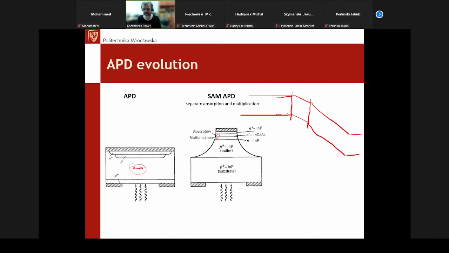This one is made of the semiconductor indium gallium arsenide. So absorption will be only in this layer, where this slope, this electrical field, isn't so big. If it isn't so big, it means we have no avalanche multiplication. We are only creating the carriers. The multiplication takes place in this layer of the semiconductor, I mean in this multiplication layer, which is made of indium phosphide, which has greater band gap energy.